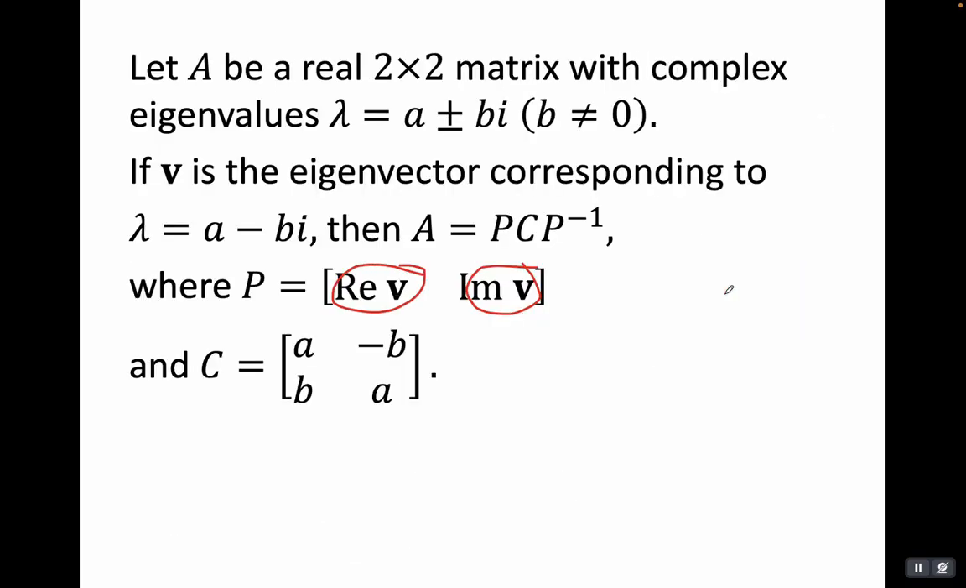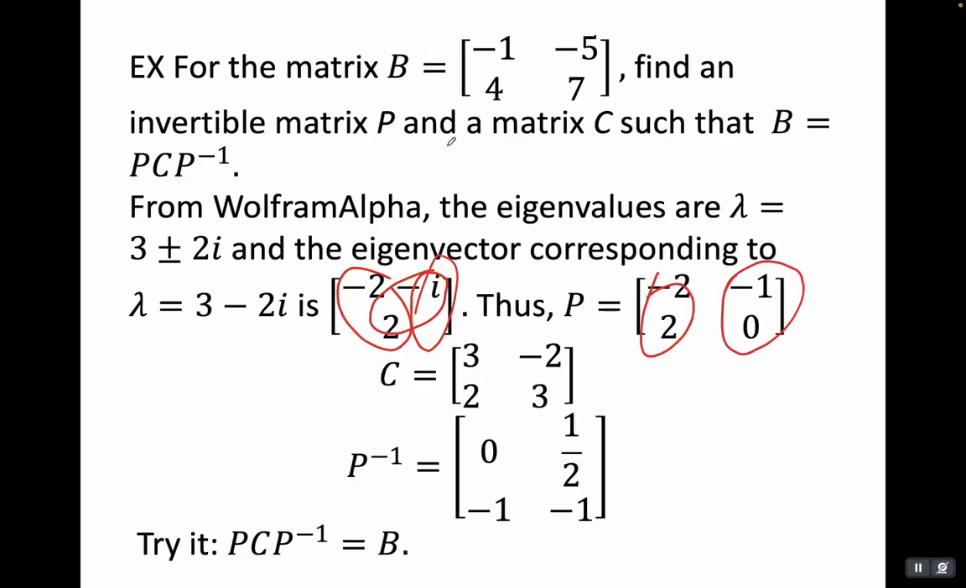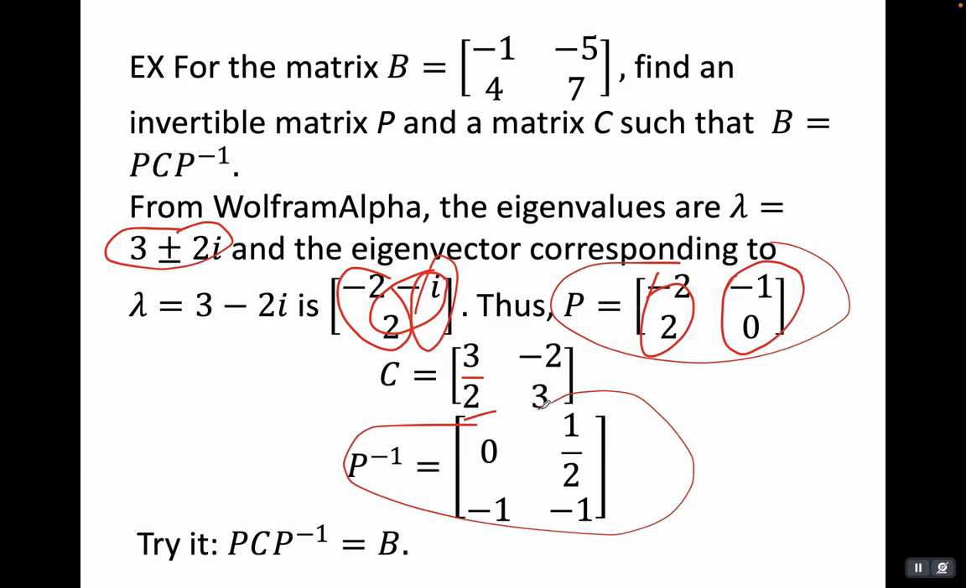C, again, is going to be [a, -b; b, a]. We know what that is based on the eigenvalues. Eigenvalues are a plus or minus bi. Since here the eigenvalues are 3 plus or minus 2i, that means a is going to be 3 and b is going to be 2. So C is [3, -2; 2, 3]. And P inverse, well, if you know what P is, then you can just calculate P inverse on a calculator or Mathematica or whatever. And it does turn out that PCP inverse equals B.